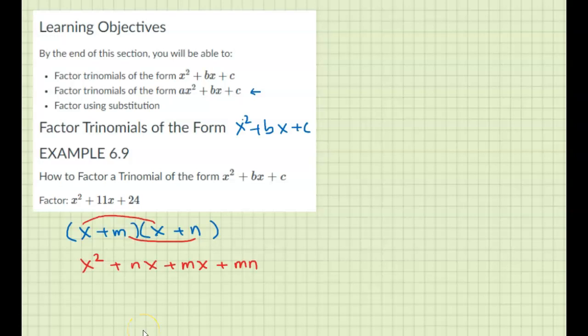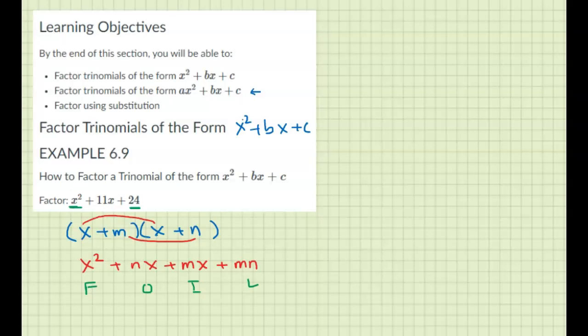So we have the x squared term and the constant term. Those come from the first and the last in the FOIL. And these you can clearly see in your starting trinomial. Here's the x squared, and here's the constant term. The x squared comes from multiplying x from here with x from there, and this constant term comes from multiplying the m times the n, right? So those are clearly seen.